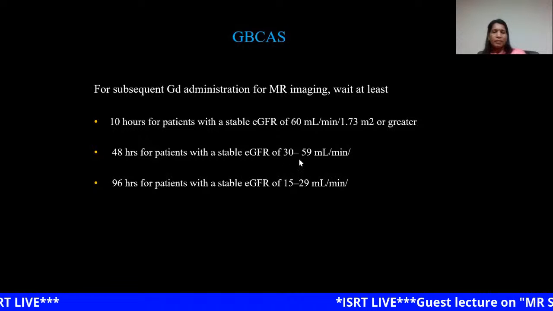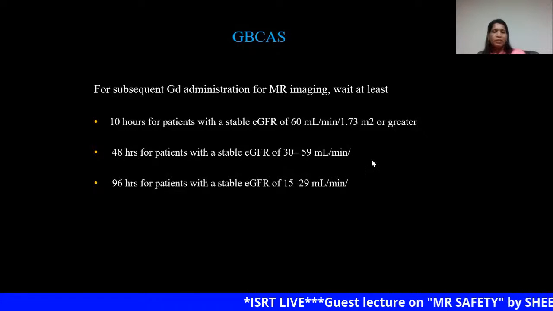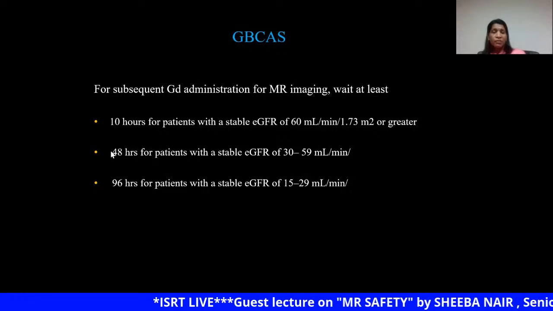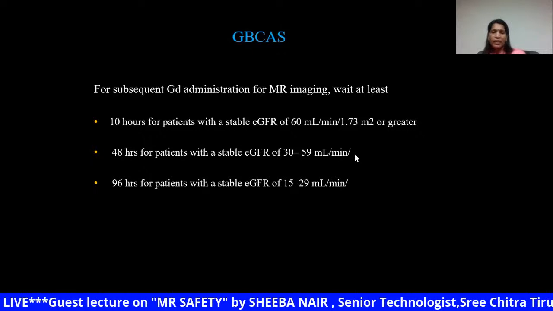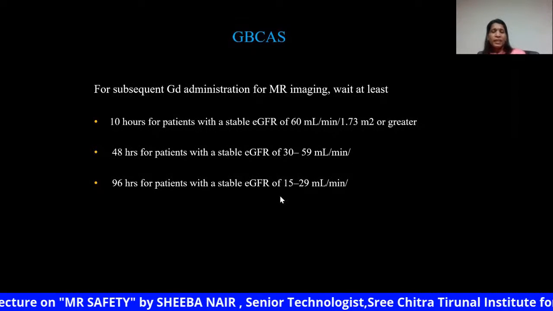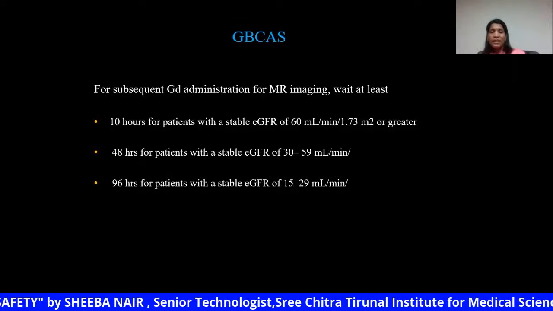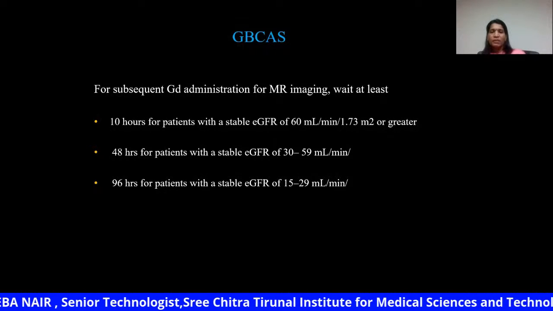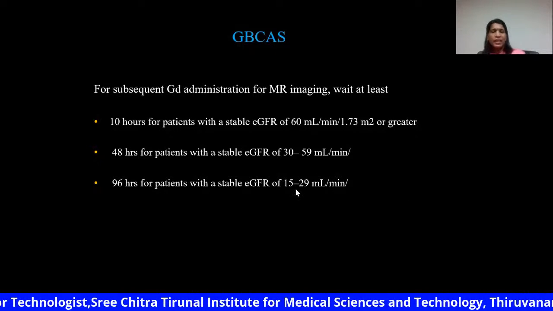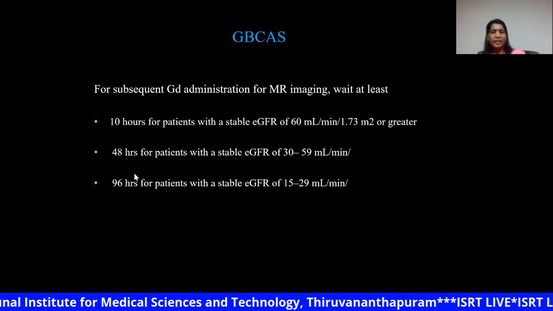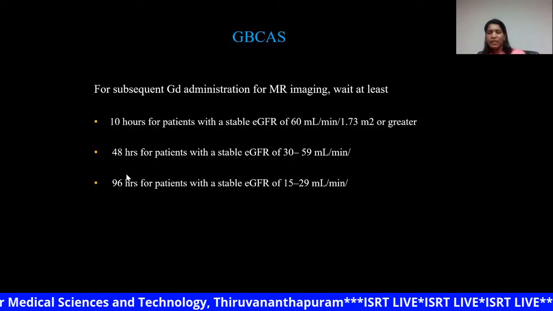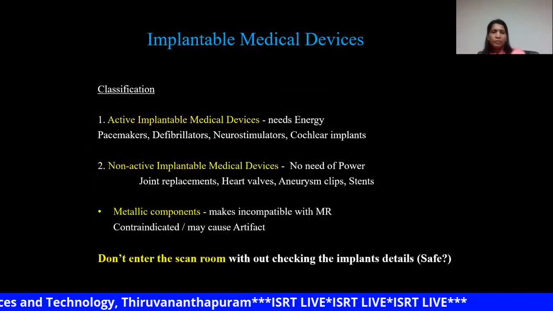And for moderate renal impairment, between 30 and 50, we have to wait at least 48 hours for another dose of gadolinium contrast agent. With less than 30 ml, actually it is not recommended to give the gadolinium contrast agent. If it is deemed necessary, we can wait until 96 hours, then give another dose.